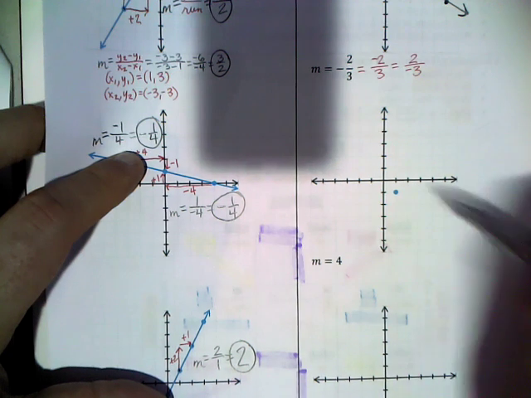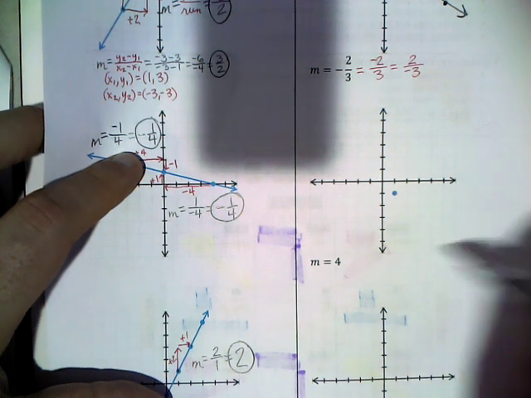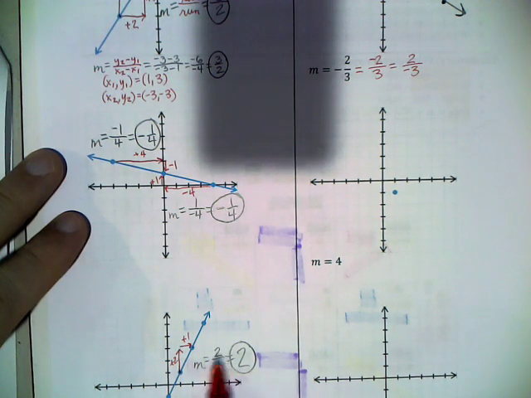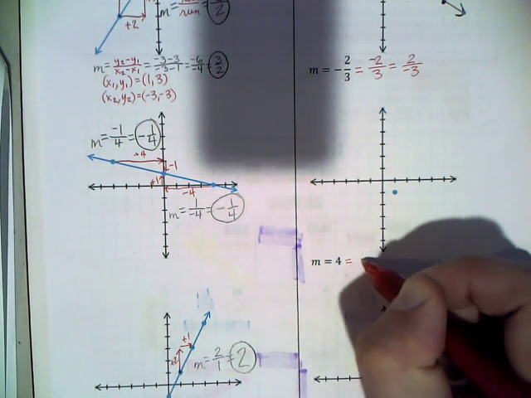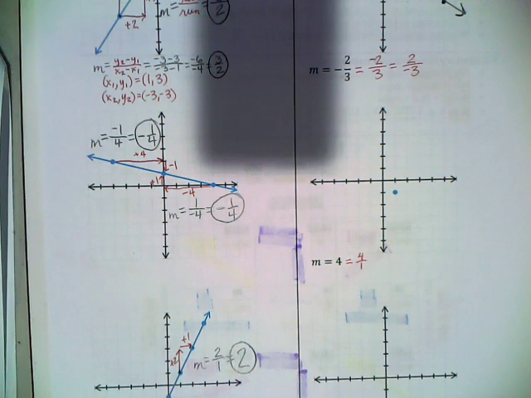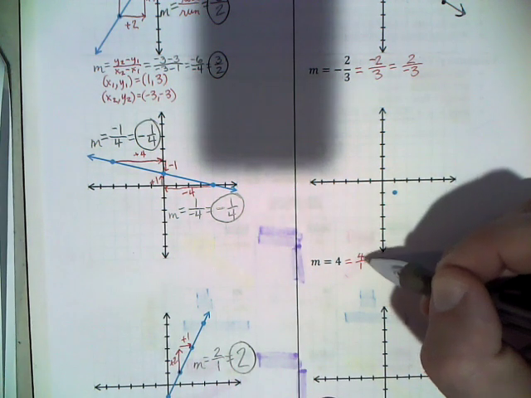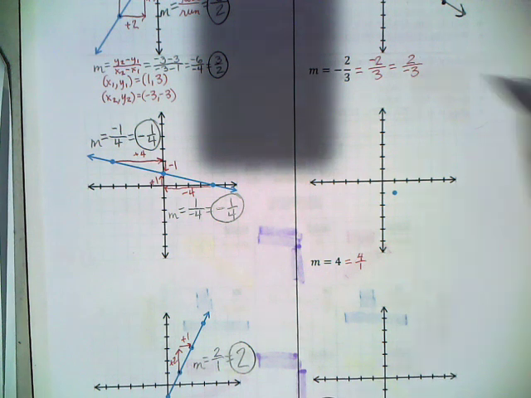Down here, let's take a look at this one. So here's my point, but this one has a slope of 4. Now, since it's a whole number, we kind of want to think of it like this guy over here. So just like 2 was really 2 over 1, I want to think of 4 as being 4 over 1. Okay. So 4 over 1 is going to tell me to go up 4, because that's my rise, and right 1, because that's my run.